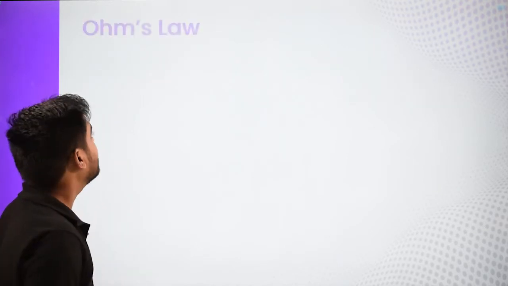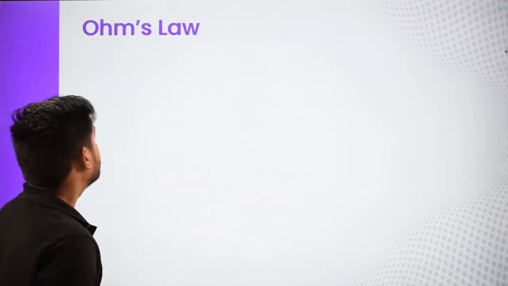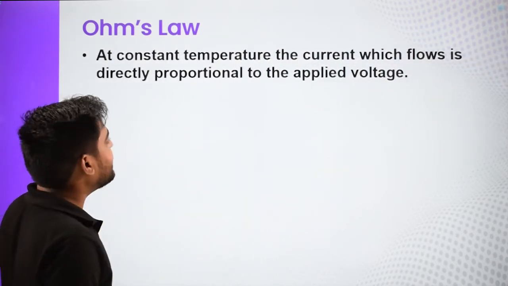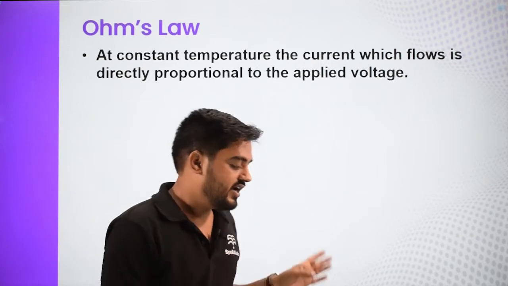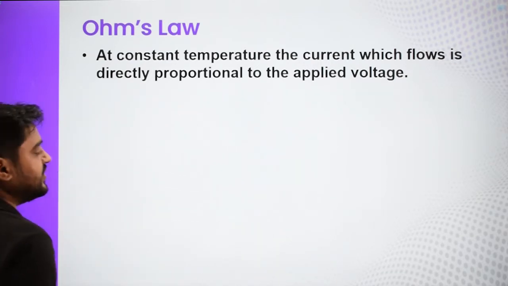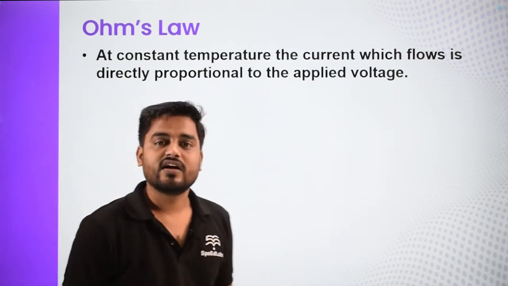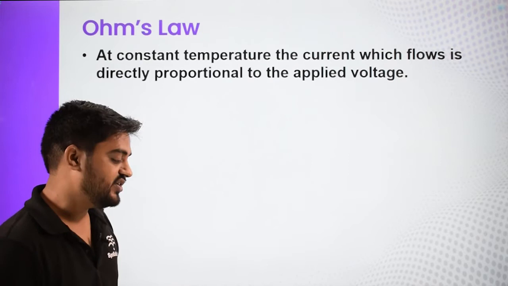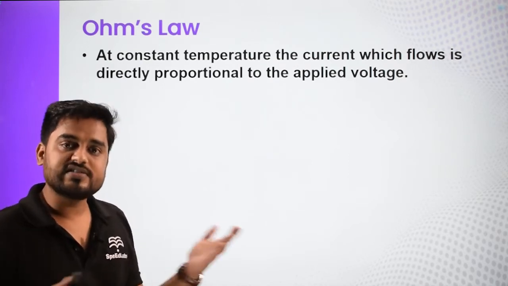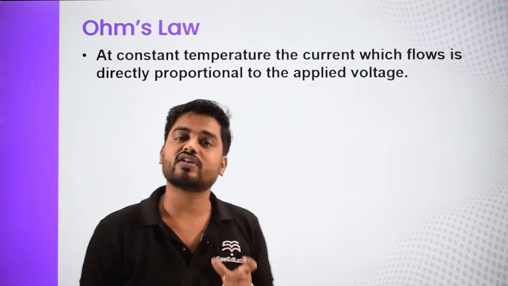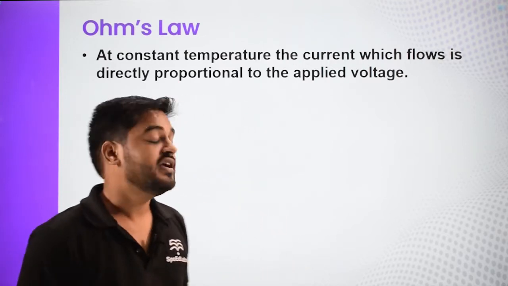Let us move to our next topic, that is Ohm's law. So what is Ohm's law? Ohm's law says that at a constant temperature, the current which flows is directly proportional to the applied voltage. Here there are two important things. One is current is directly proportional to the voltage applied across a conductor, and the temperature of the conductor has to be constant. You can't change the temperature.